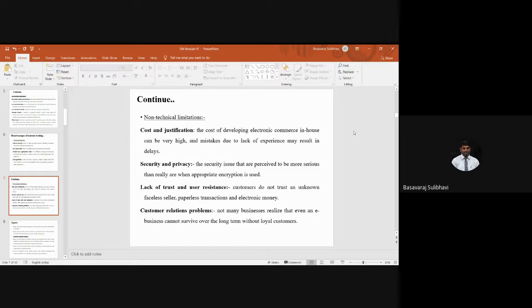Then customer relationship programs. Not many businesses realize that a business cannot survive over the long term without loyal customers. So having loyalty among customers for e-trading is not so easy. You should have a lot of understanding about the customers, about how best loyalty can be brought for the type of sites those people are using.